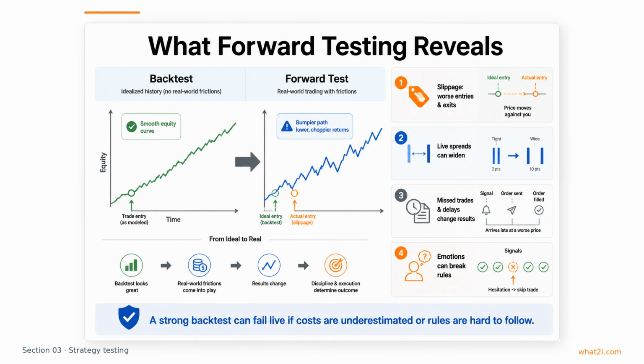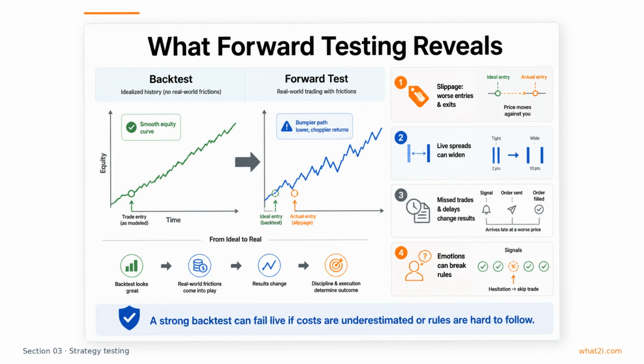Emotions matter here too, because a trader may follow a rule perfectly on old charts, but break it when real money or real pressure is involved. This is why forward testing is not just a formality. It checks whether the strategy survives real-world friction and whether the trader can actually apply it as intended.